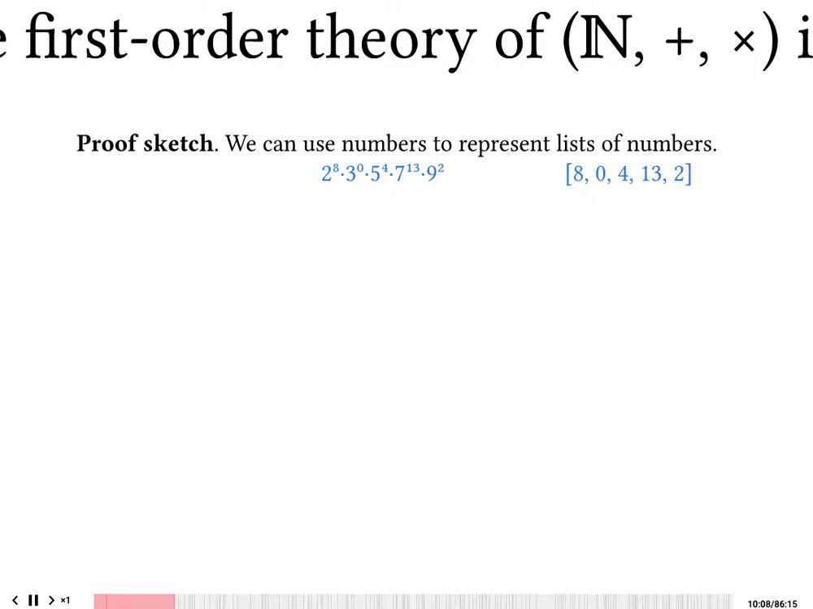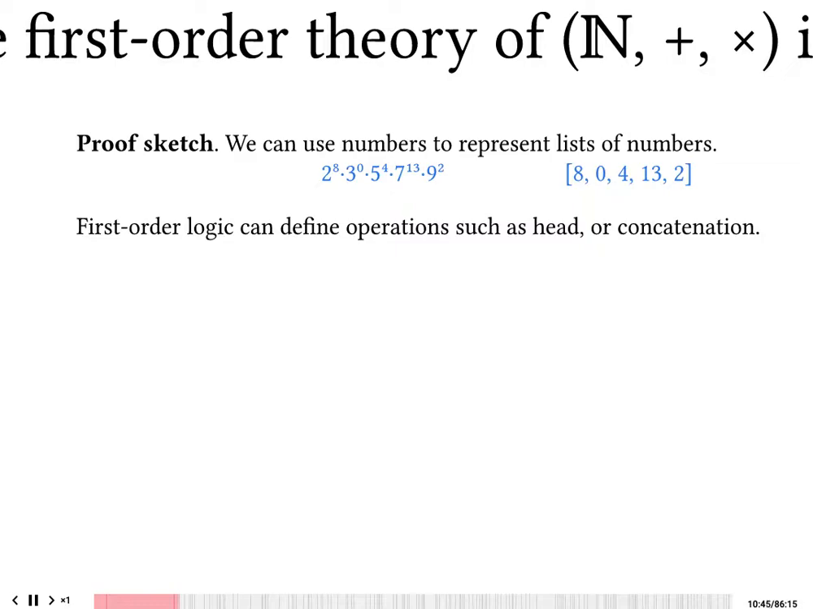I will not go into the details. The central insight is that you can use one number to represent a list of numbers. The way you do it is if you think of a decomposition of a natural number into its prime factors, then you have a list of numbers there. It's the power of the first prime 2, the power of the second prime 3, the power of the third prime 5, and so on. This allows you to represent in a one-to-one way a list of numbers with numbers.